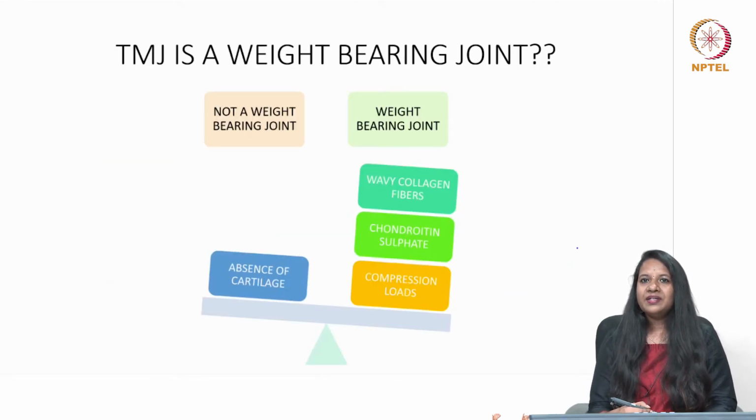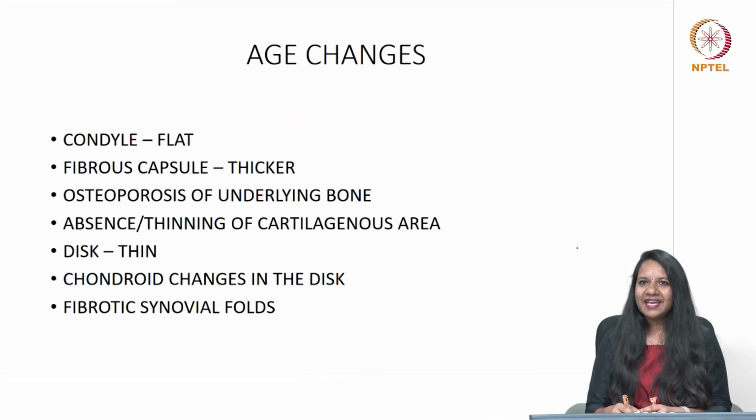Now, whether the TMJ is a weight bearing joint is under debate. The presence of wavy collagen fibers and chondroitin sulfate subjects the TMJ to compression loads, which tells us that it is a weight bearing joint, whereas the absence of cartilage suggests that the TMJ is not a weight bearing joint. With advancing age, there are various changes that happen in the temporomandibular joint.